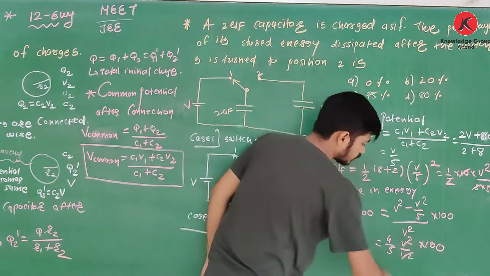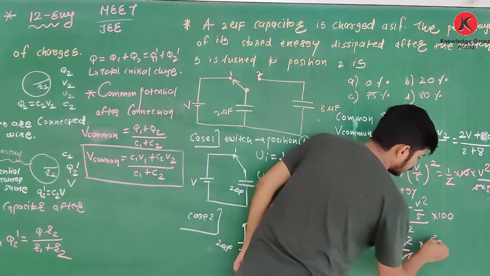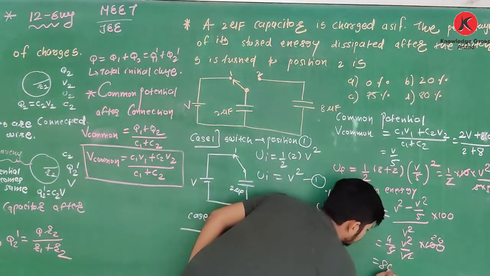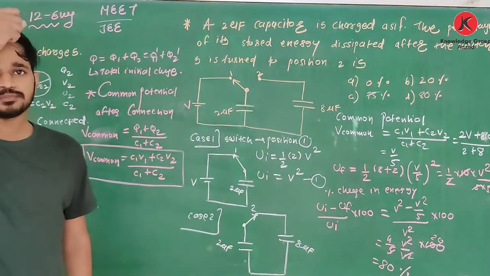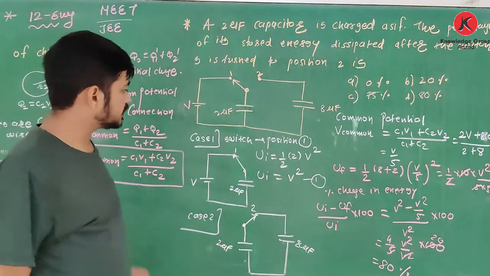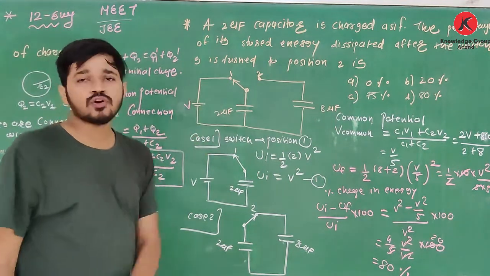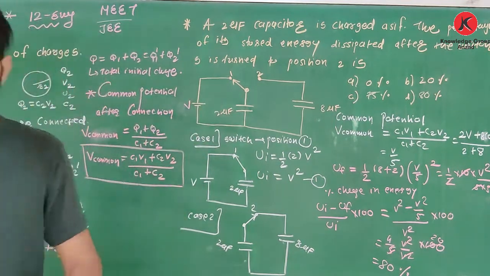So V square cancels, 5 into 20, so it is 80%. It is 80%. Simple. So yes, it is one question which is based on the connection of two capacitors. Okay.